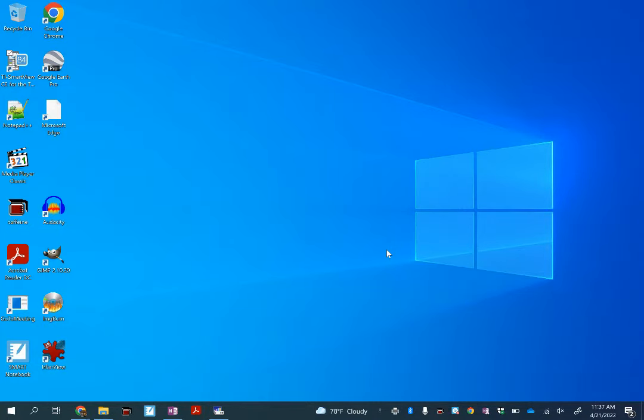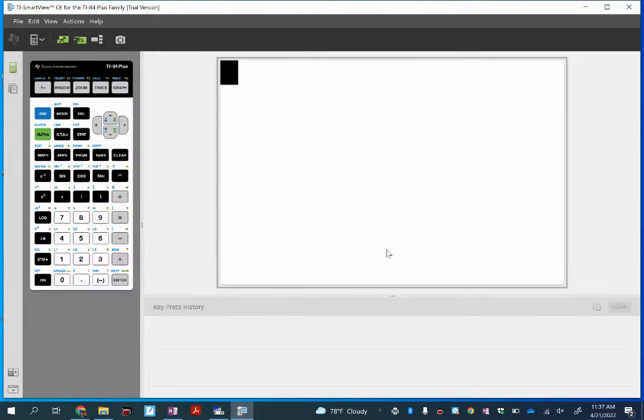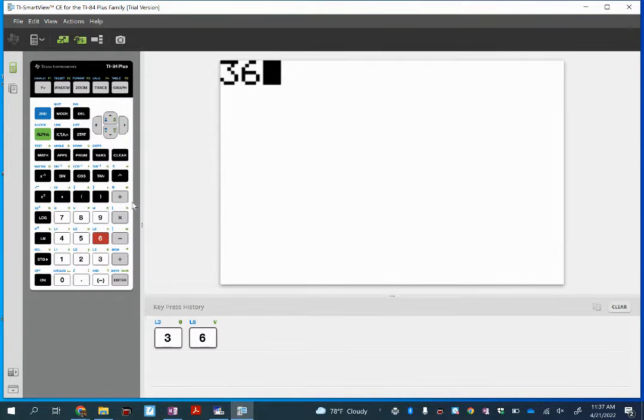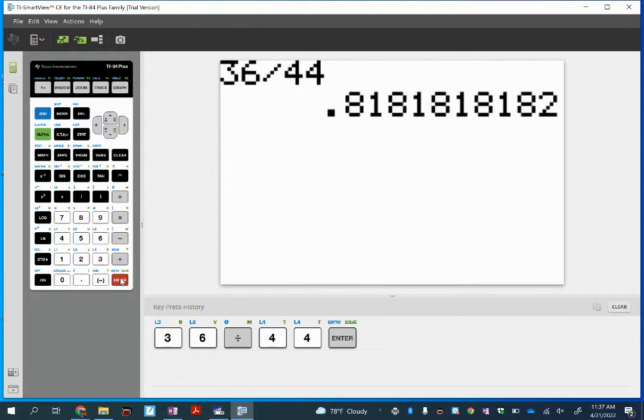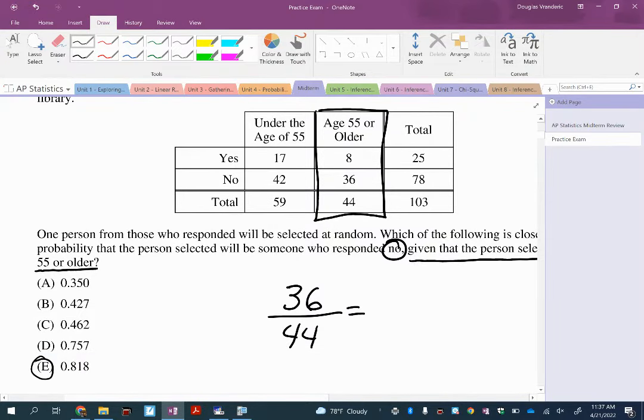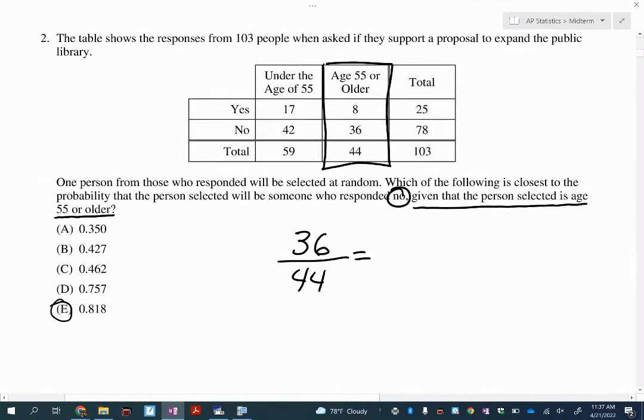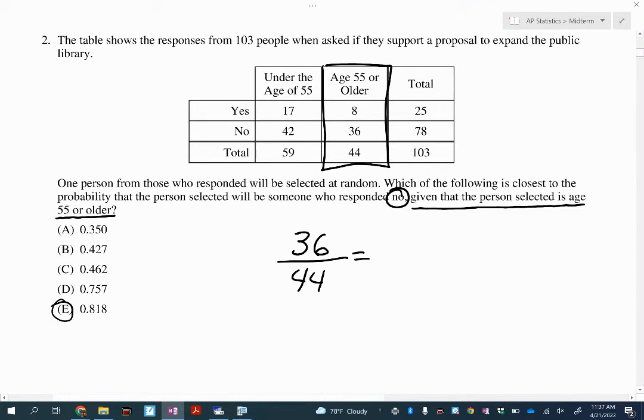All right, are you ready? All right, so do you guys see my calculator? All right, so we're doing 36 divided by 44. You should be doing the same thing in your calculator. 36 divided by 44. Enter. So the answer is 0.818, which is letter E. Any questions on number 2? Hopefully you're 2 for 2.